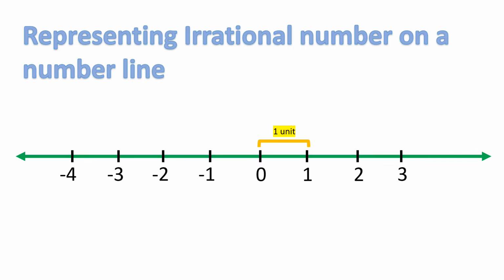Likewise, we can see that from 0 to 1, the distance is 1 unit. Same distance, 1 unit, from 1 to 2, then from 2 to 3 is also the same distance. Likewise, here also 1 unit, 1 unit, 1 unit, 1 unit, and it continues, right?